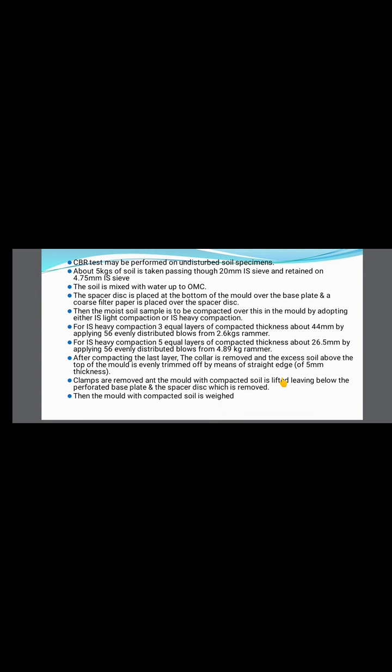After compacting the last layer, the collar is removed and the excess soil above the top of the mold is evenly trimmed off by means of a straight edge 5 mm thickness.